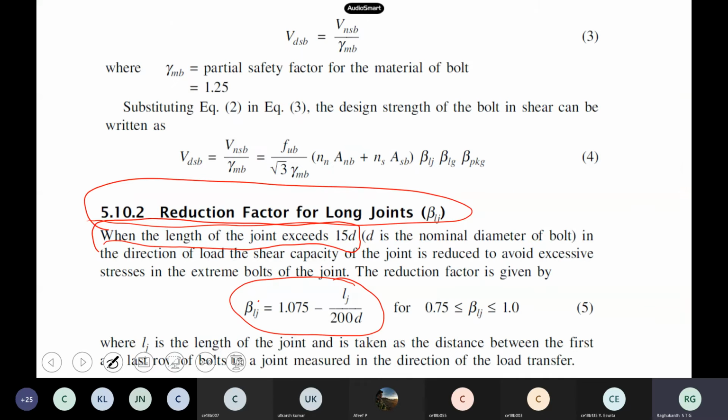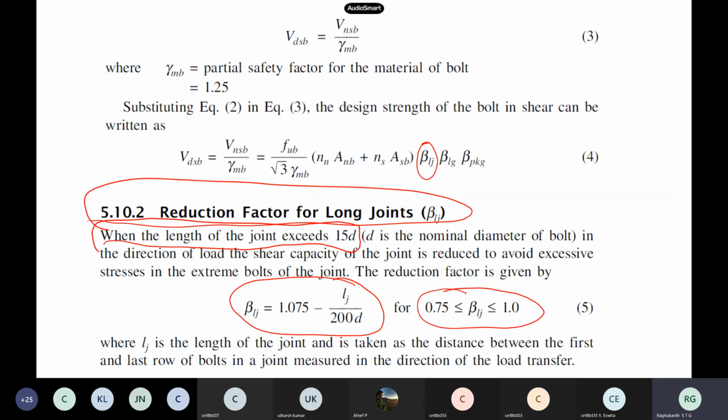That is why our code specifies this. What do you mean by a long joint? The length of the joint should exceed 15 times the diameter. If you are below 15 times the diameter, then the assumption of uniform load holds good, so you can use the same formula and beta Lj will be 1 itself. But if the length of the joint is too much, because of the non-uniform load, you have to reduce the design strength by this factor, and it lies between 0.75 and 1. The minimum is 0.75, and the maximum is of course 1 when the joint is not long.